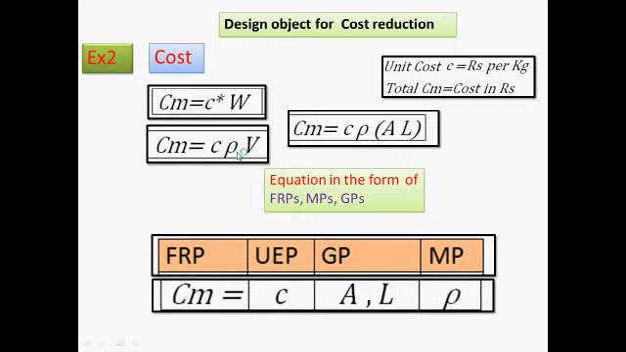M is rho into V, so instead of M we use rho into V, where V is volume, given by area into length. If you classify this equation into three categories, functional, geometrical, and material: C, that is cost, is undesirable, we need to reduce it, so it is the undesirable effect parameter. Area and length are geometrical parameters, and rho is the density of the material, which is a material property.